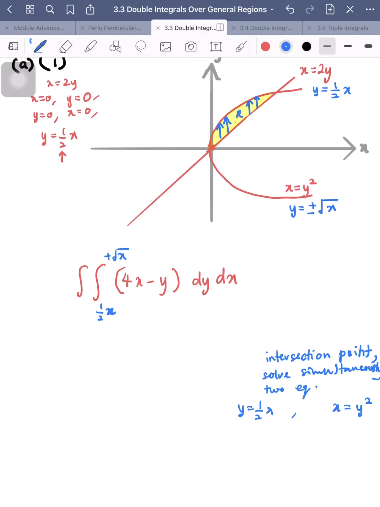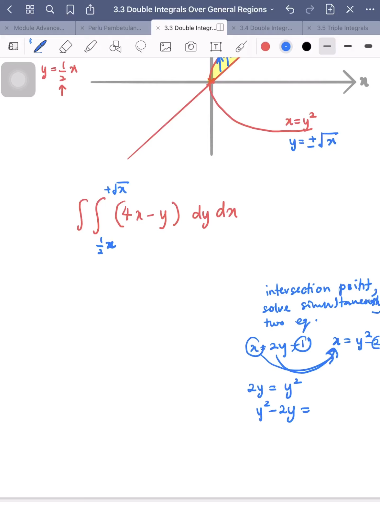Okay, so I put the value into, oh sorry, I choose the original equation. So the original equation is x equal to 2y. I bring the first equation into the second equation, because we solve simultaneously. So 2y equal to y squared, inserting into x here. So y squared minus 2y, I bring to the other side, equal to 0. So I factorize.